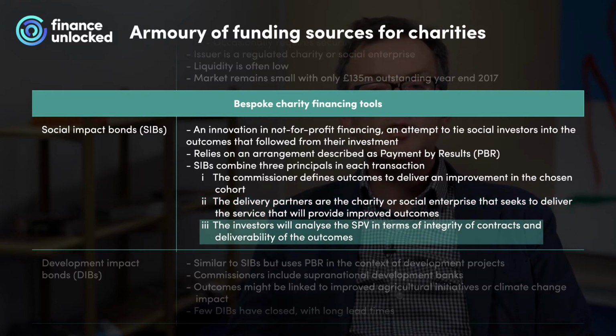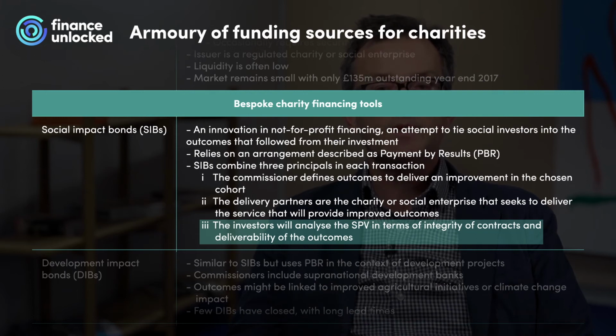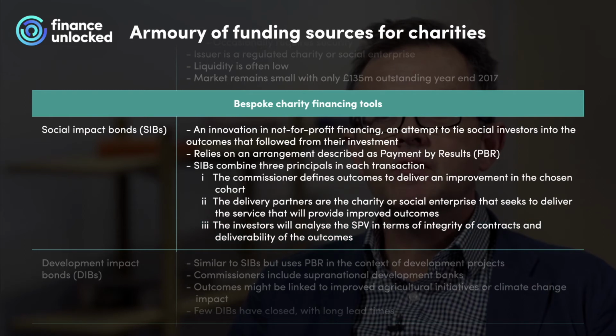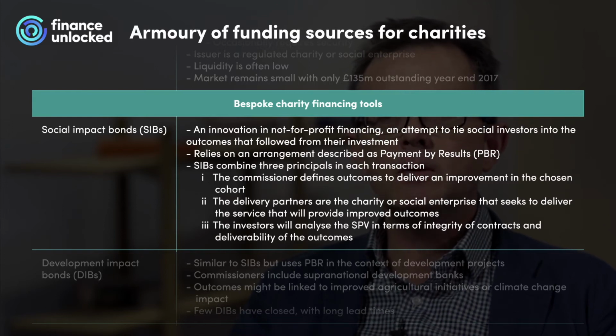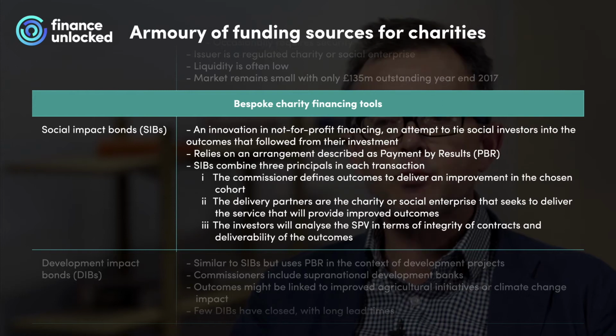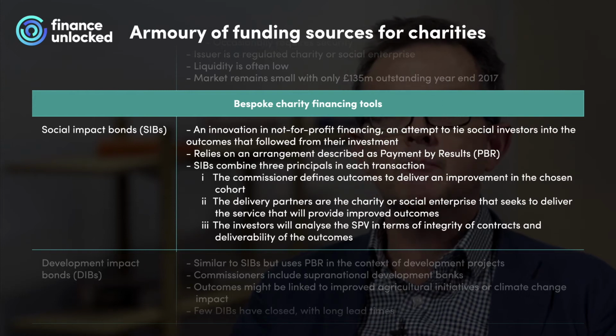Finally, the investors will analyse the special purpose vehicle, or SPV, where they lend, in terms of the integrity of contracts and deliverability of the outcomes. Investors will want to know that the arrangement delivers good without being too complicated or costly. As in many aspects of social investments, scalability of these financings can be challenging. SIBs are complicated. This means that structuring and legal costs are high and need to be spread over a significant size of bond or loan.